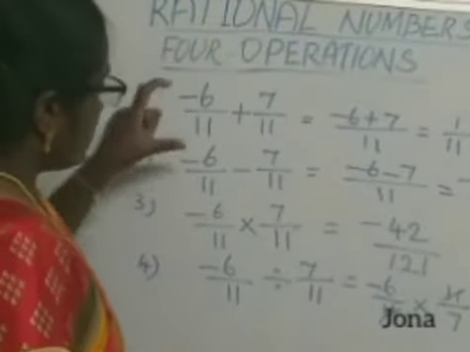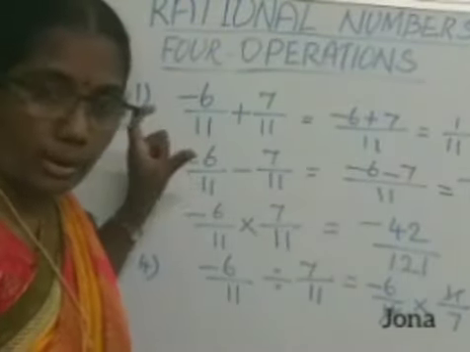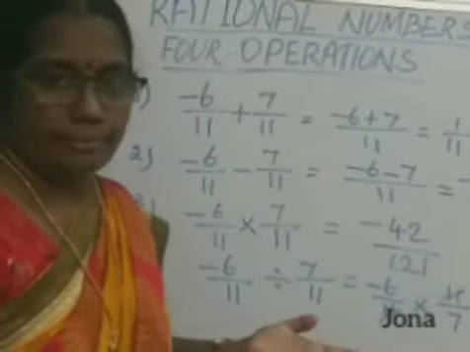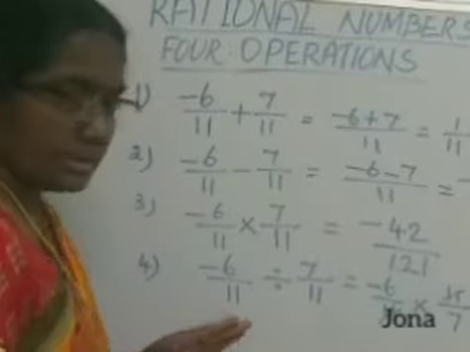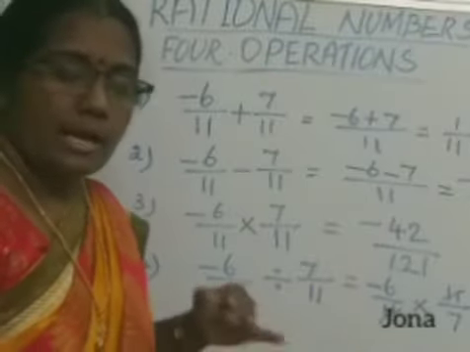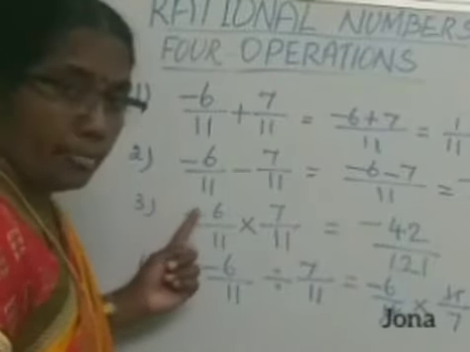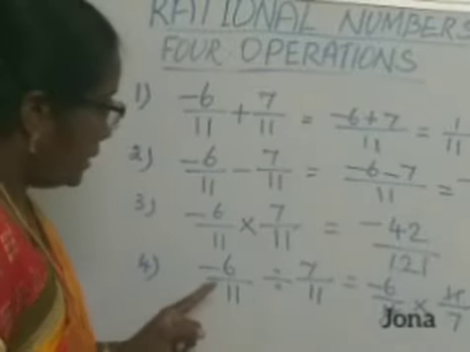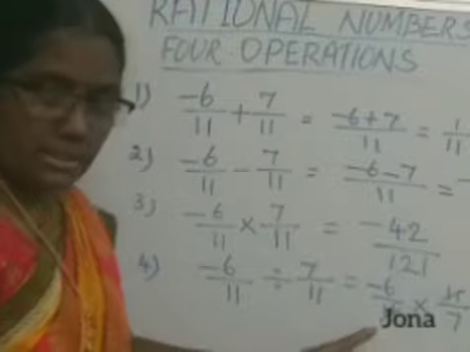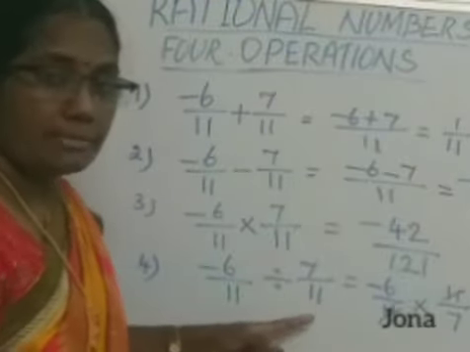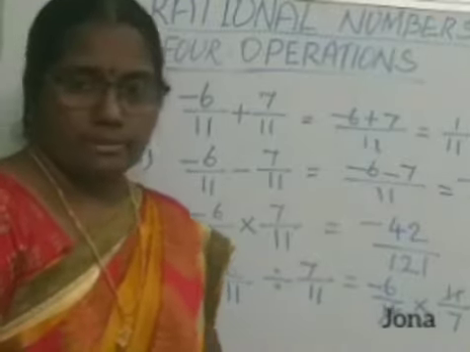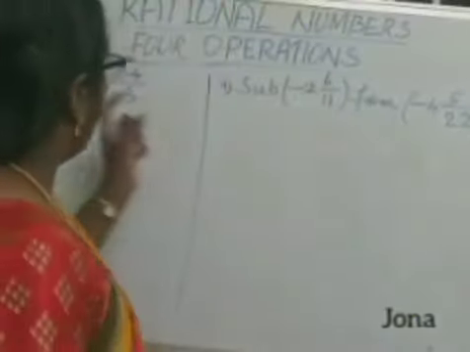So for addition and subtraction only, we have to see whether the denominators are the same or not. For multiplication and division, no need to see the denominators. We multiply the numerators and multiply the denominators. For division, put the first number as it is and take the reciprocal of the second number, so 11 by 7. We got the answer like this. Now look at the problems.